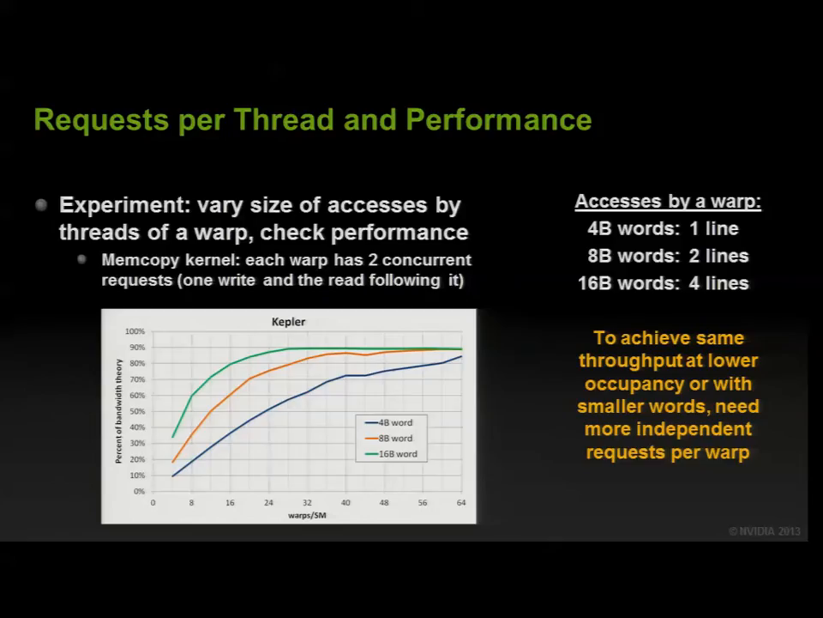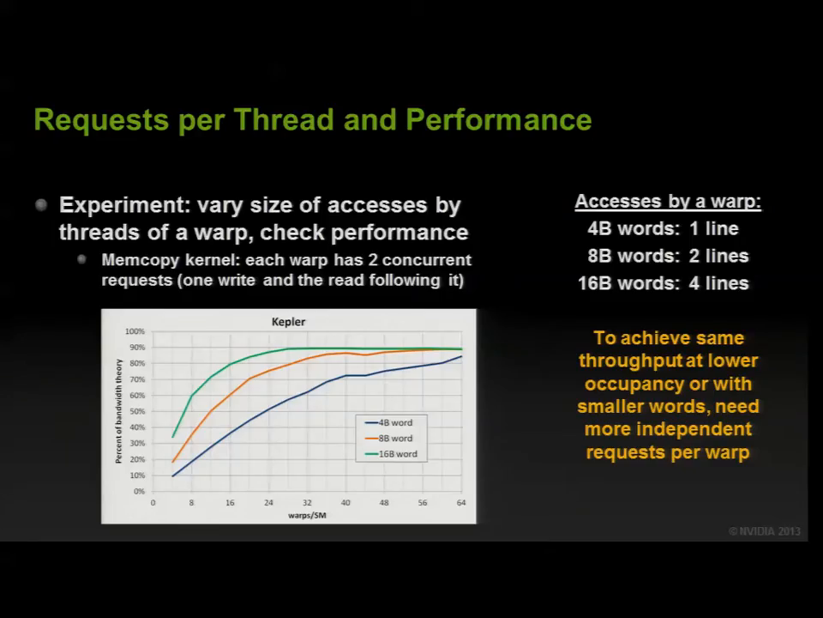But the bottom line here is really that we want to be up here, and if you know from your application that you won't be able to run with more than, let's say, 32 warps per streaming multiprocessor, well, then you really want to make sure that you have at least 8-byte words that you're accessing per thread, rather than 4 bytes.